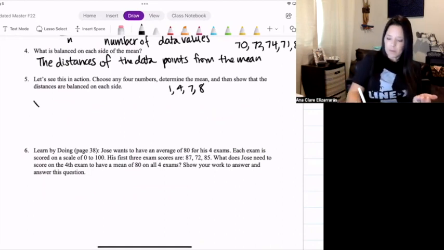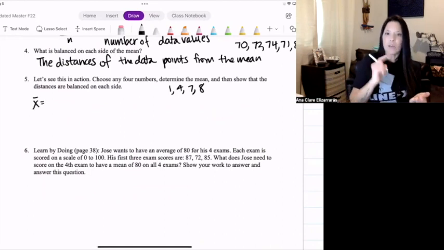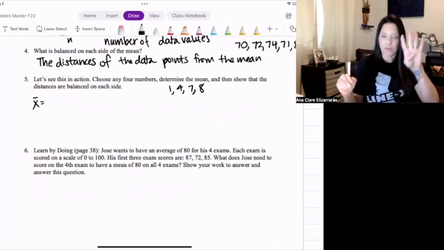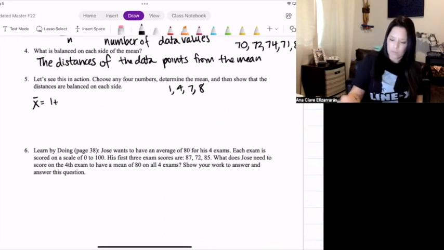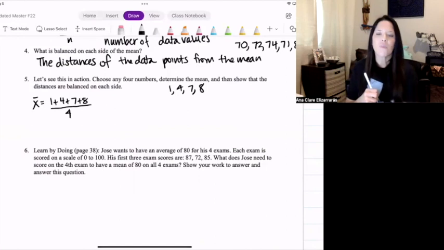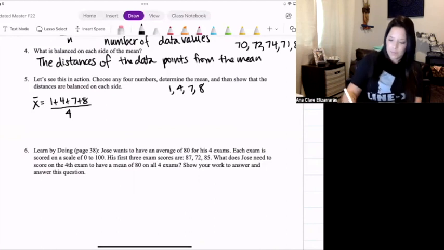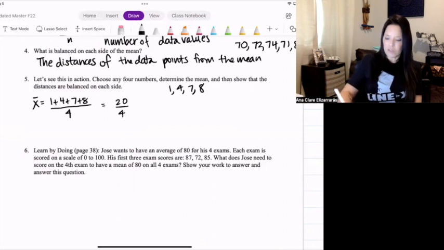Well, the mean is found by taking 1 plus 4 plus 7 plus 8 divided by 4, because there are 4 numbers there. 1 plus 4 is 5. 5 plus 7 is 12, and 12 plus 8 is 20. That's the same thing as 20 divided by 4, which is 5. So the average of these numbers is 5.